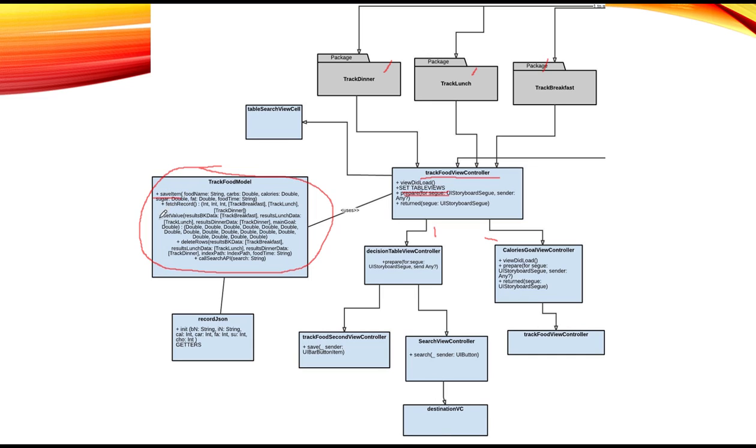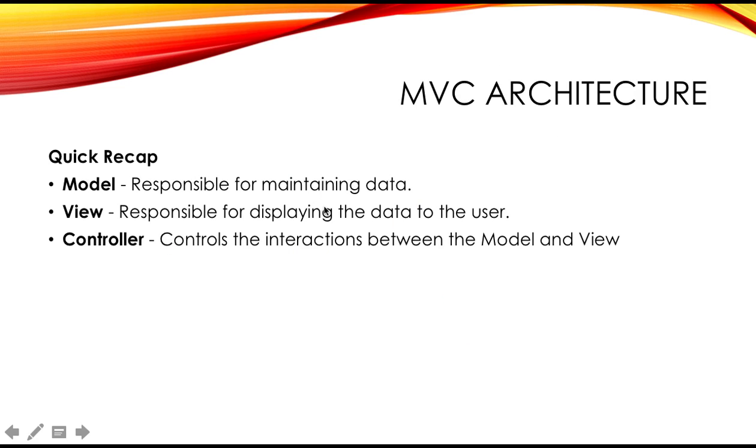For example, save an item, fetch records, set values, delete rows, and then the track food view controller goes to a decision table, or the calories goal view controller. And again, they mostly just prepare segues, because this one either goes to this one or this one, and then this one goes here. And that's pretty much it.